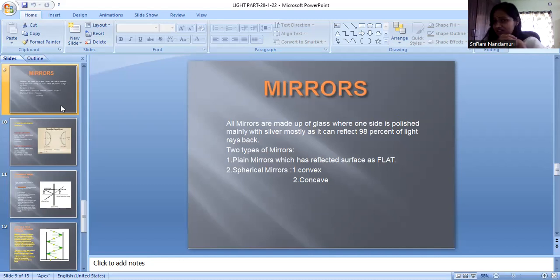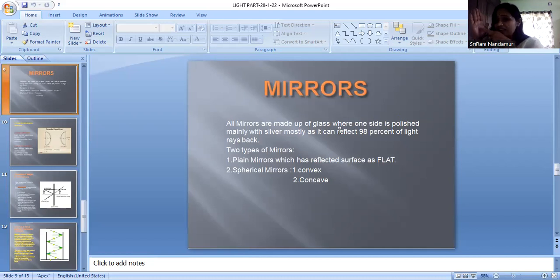We all know mirrors, right? What are they made up of? What are mirrors made up of? All the mirrors are made up of glass, right? All the mirrors are made up of nothing but glass.